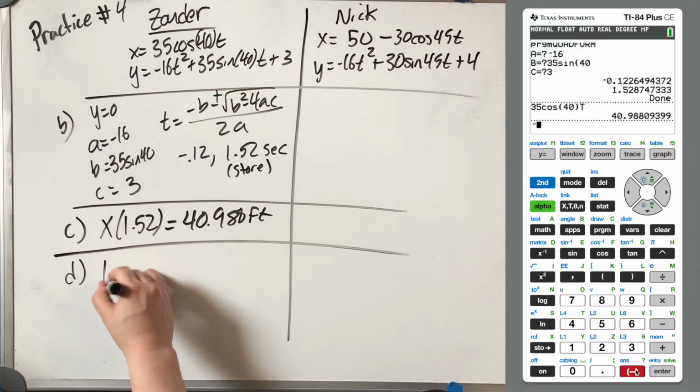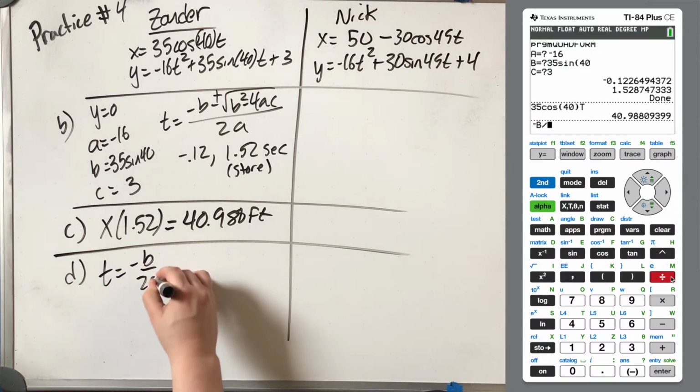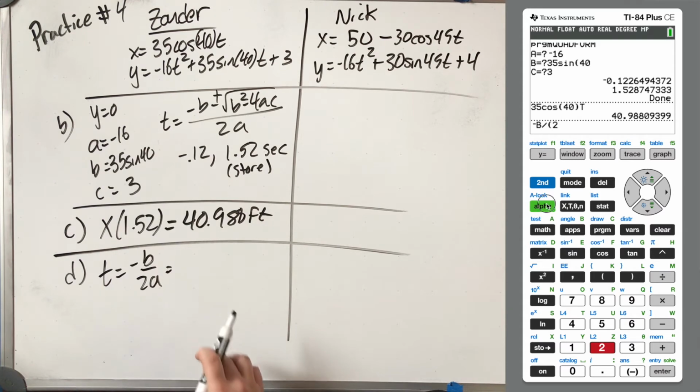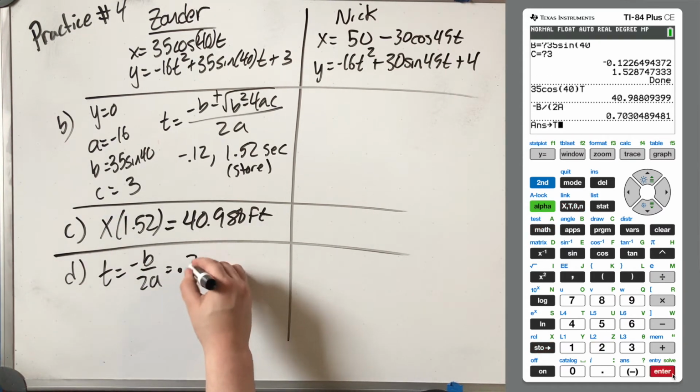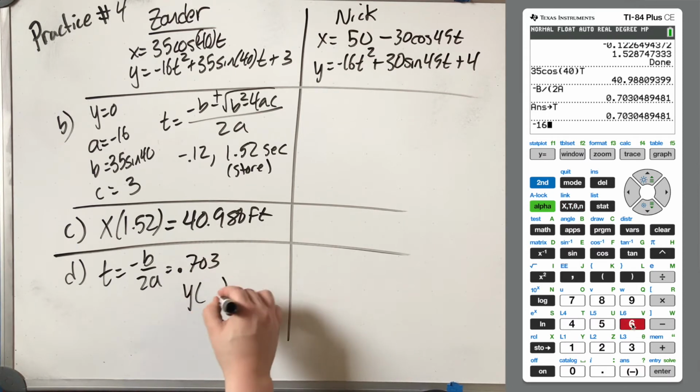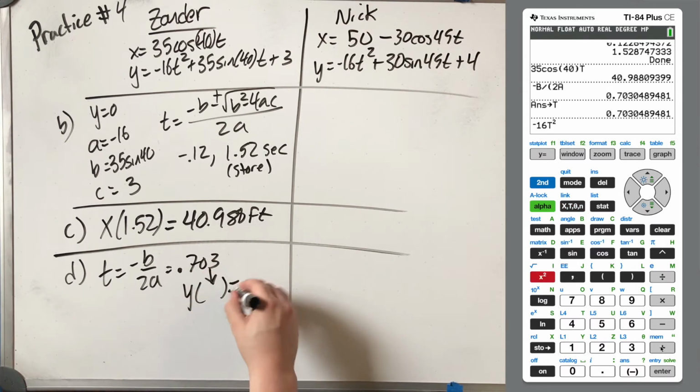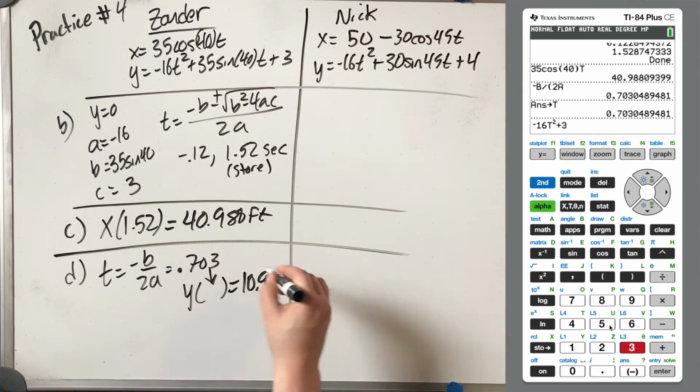I will continue along here. Part D wants to find the maximum height, so I'm going to do negative b over 2a. And since I already have those stored in the calculator, I can just literally write negative b over 2a. I'm going to get 0.703. And I'm going to plug that into the y equation, and I will get 10.908.